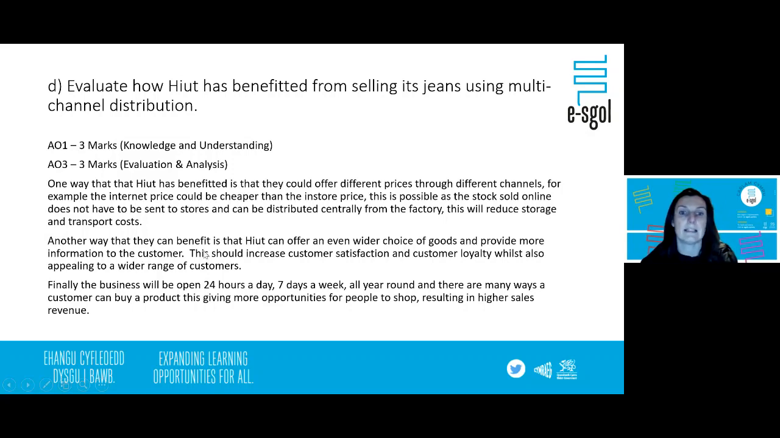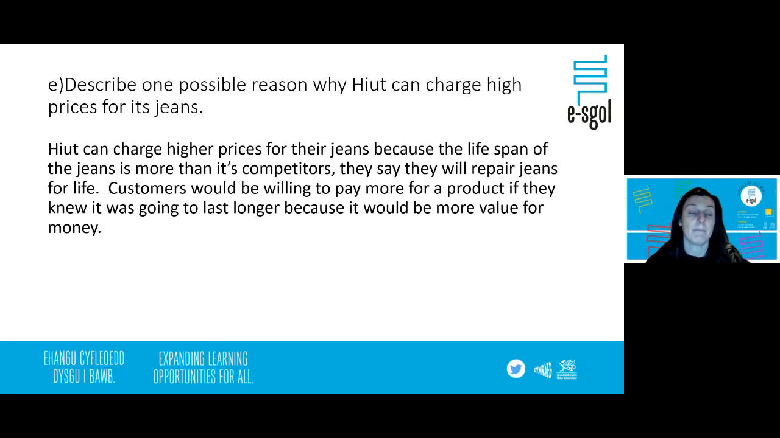Another way they can benefit is that Hyatt could offer an even wider choice of goods and provide more information to the customer. This should increase customer satisfaction and customer loyalty, whilst also appealing to a wider range of customers. And then also, with multi-channel distribution, you are available 24 hours a day. If you're selling online, someone can come in at 3 o'clock in the morning and order a pair of jeans if they fancy it. You're open all year round. You are making sure that you're getting sales in any possible situation. So that's going to be a good thing as well.